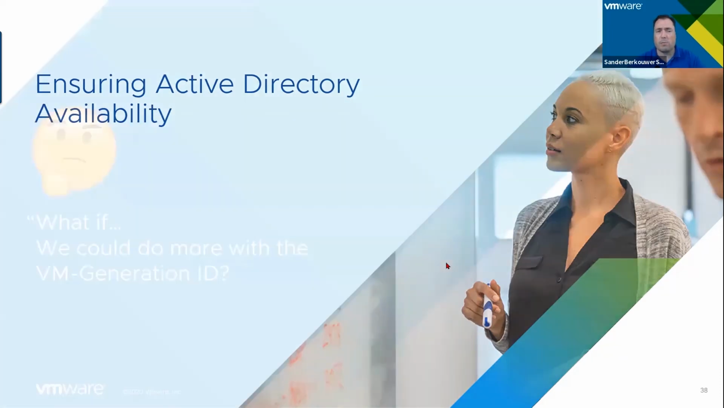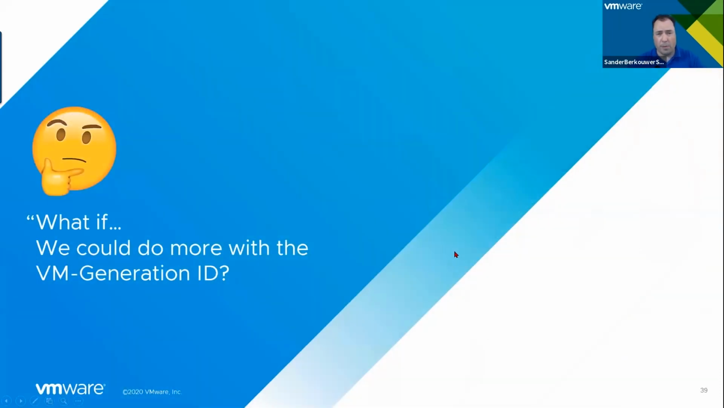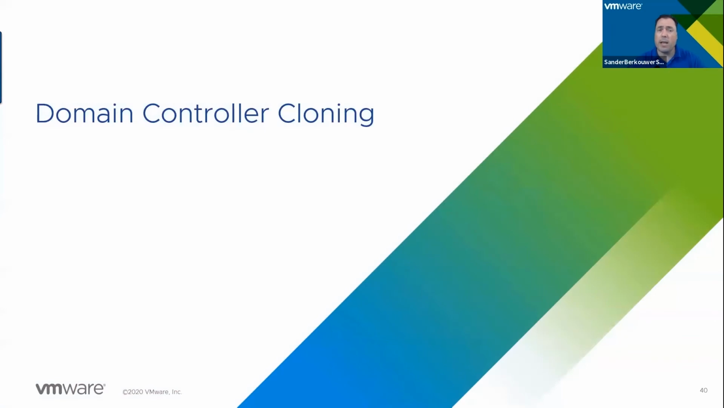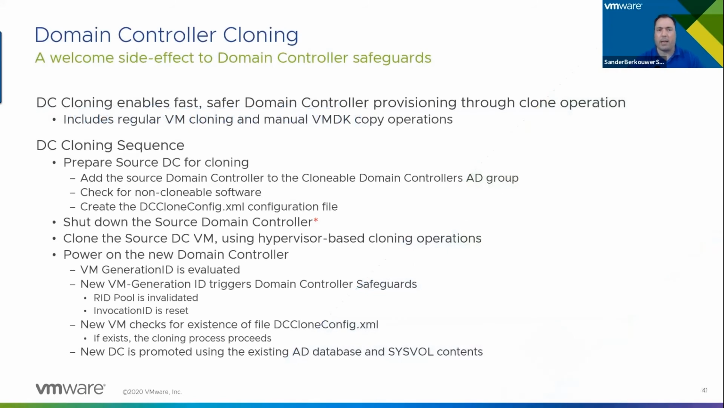Well, that's interesting because there is something that we can do with the VM generation ID beyond the safeguards. And that is domain controller cloning. And domain controller cloning is a welcome side effect of domain controller safeguards, because as we now can detect when a domain controller is reverted from a snapshot, we can also detect when it is cloned. Not when it's hot cloned, because we don't do that on vSphere, but when it is cloned.